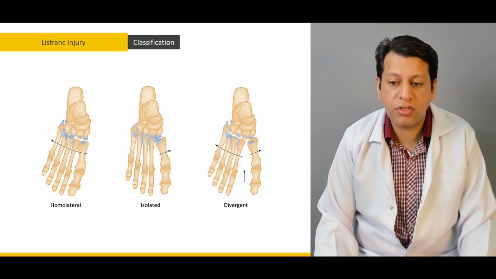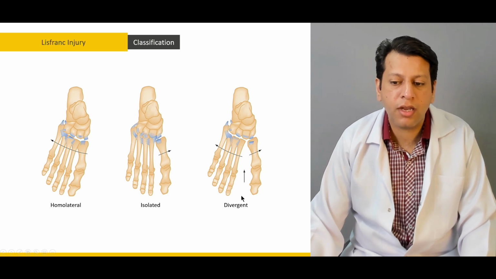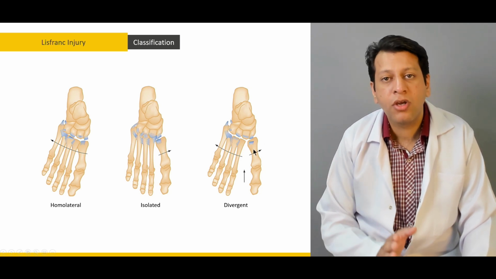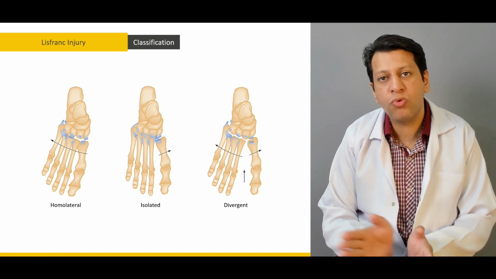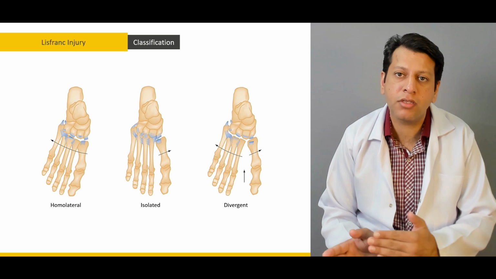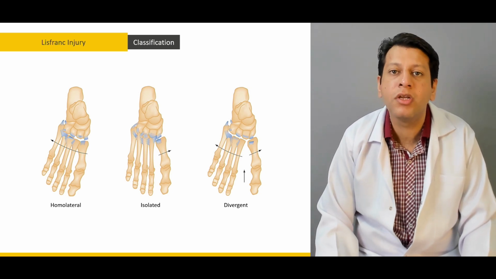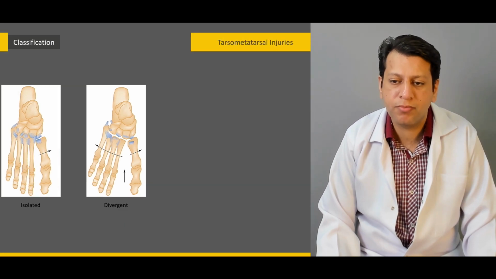And then there is the divergent type, in which the injuries are toward the lateral as well as the medial arches, and the divergence occurs: the medial arch is going more medially, the first metatarsal is more medially displaced, and the other four metatarsals are more laterally displaced. This is called the divergent type of Lisfranc ligament injury.